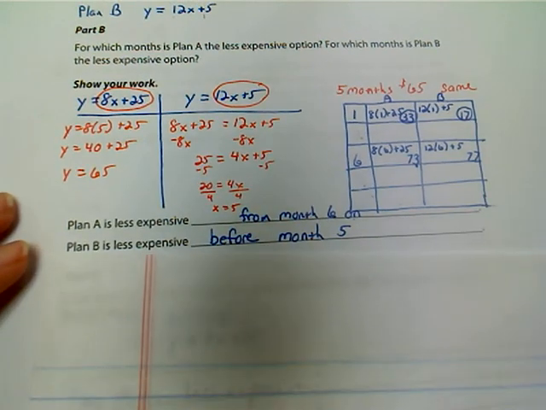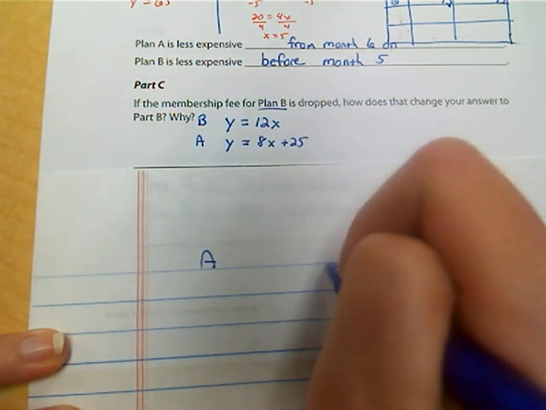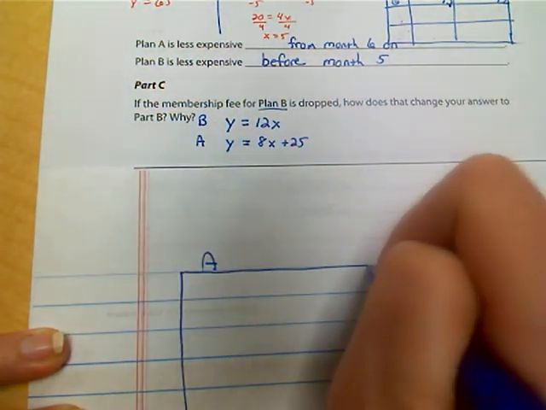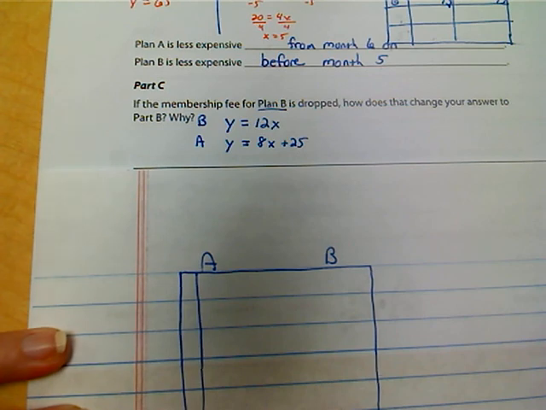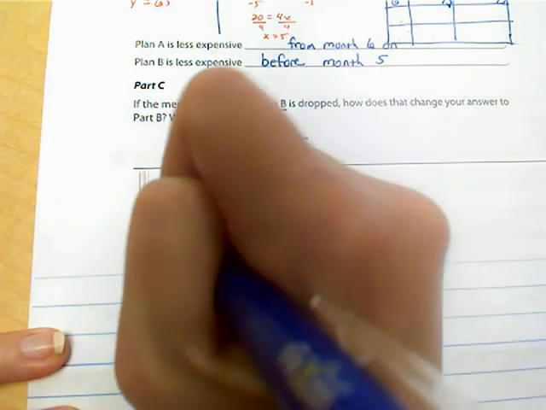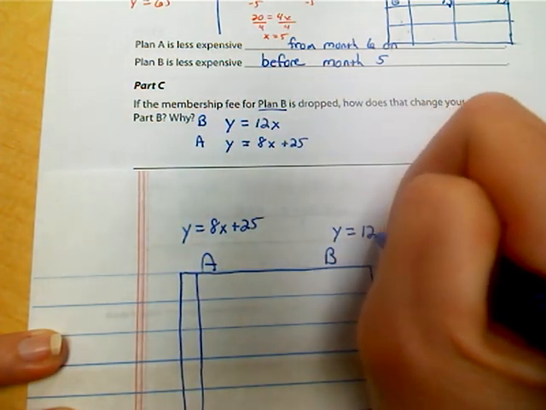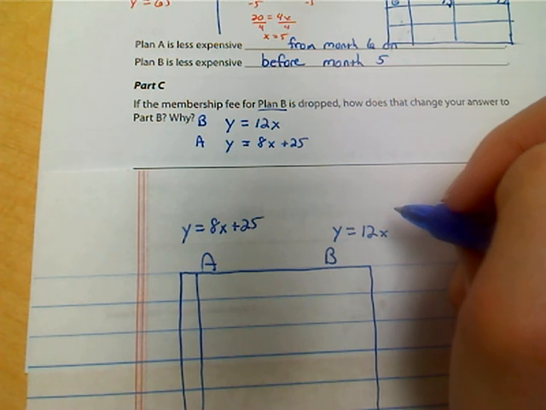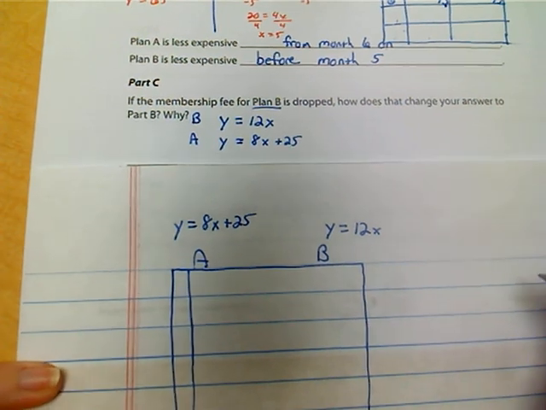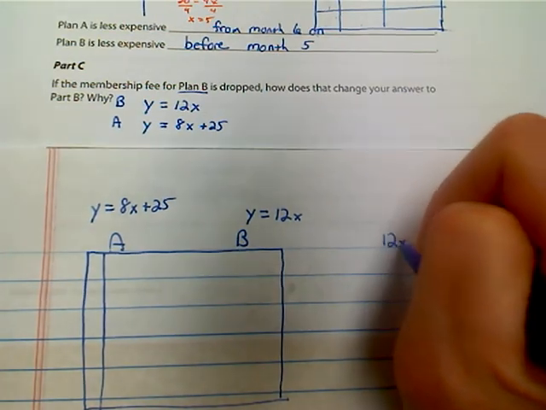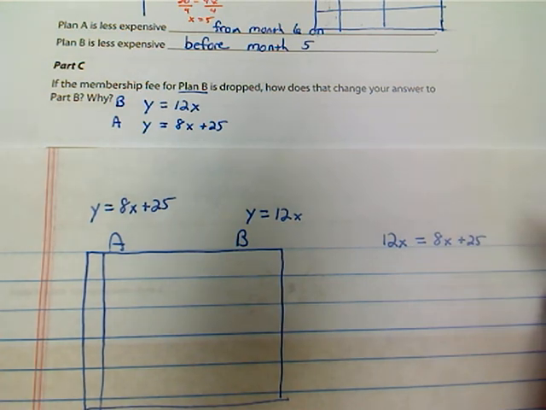Got my sheet of paper. So I'm just going to create a table here. I've got Plan A, Plan B. Plan A, you've got the same equation, y equals 8x plus 25. Plan B, you've got 12x, so that's changing. We've dropped our... Now, we also probably need to solve by substitution. 12x equals 8x plus 25, because it's not going to be at 5 months anymore.